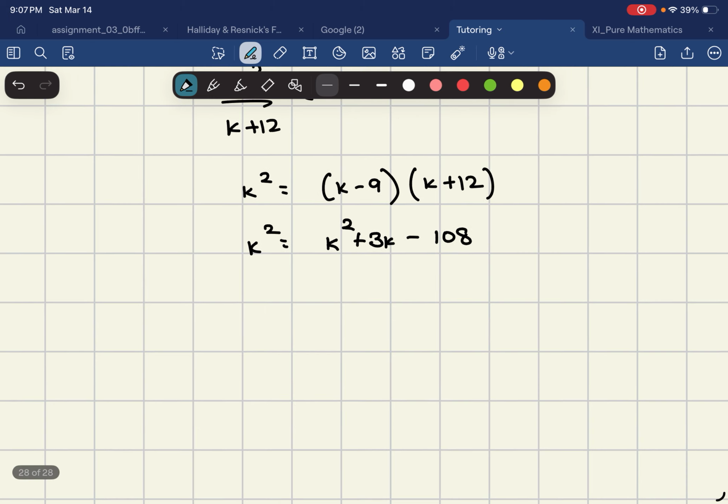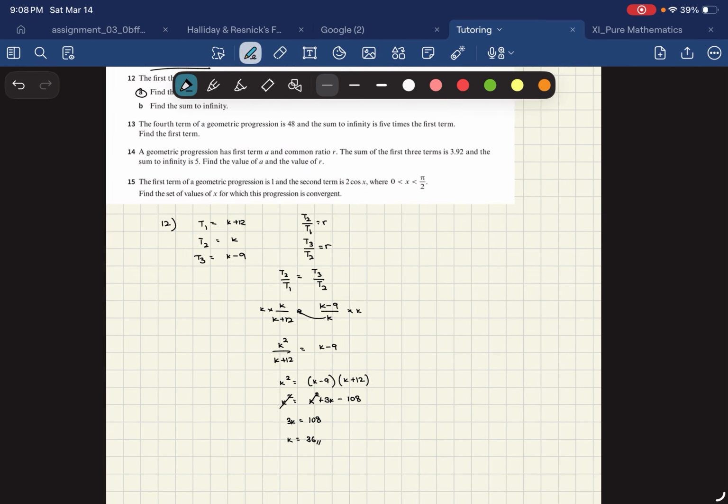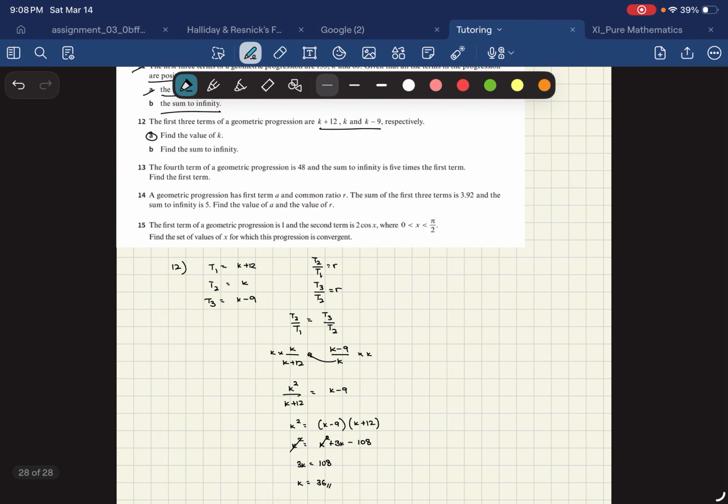Yep, negative 108. And now you can subtract k squared from both sides. Sorry about that. So you get 3k is equal to 108, and k is equal to 108 divided by 3. That is 36. So the value of k is just 36. Let me just check it for you. Yes, it is 36.